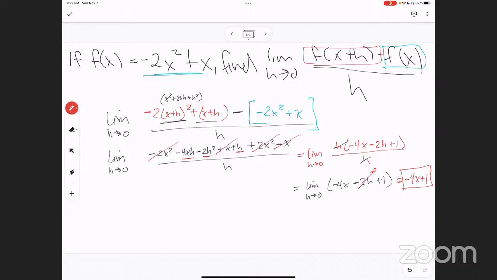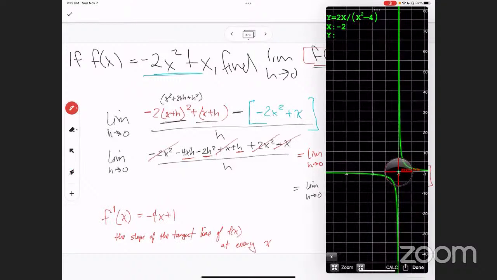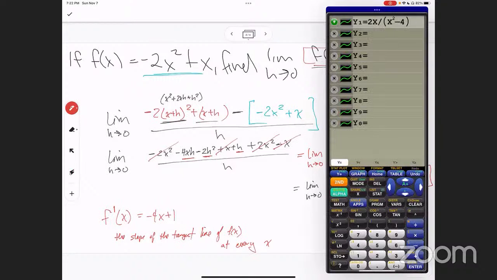And again, here's what that means. This is called the derivative. The derivative equals negative 4x plus 1, which tells you the slope of the tangent line of f of x at every x. That's what that tells you. The slope of the tangent line. Got it? So let's see what happens.